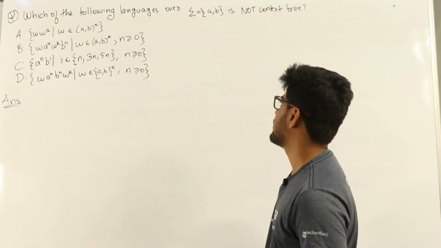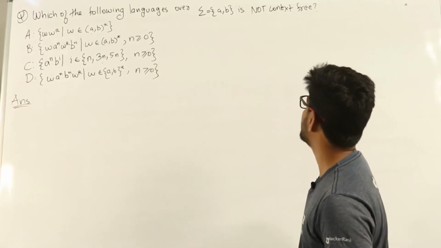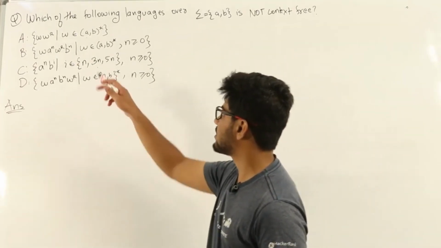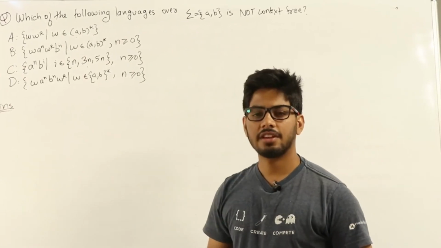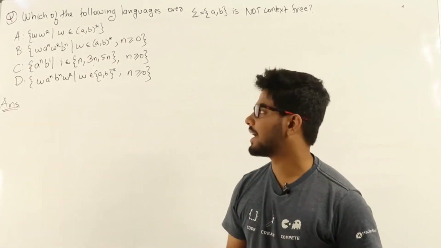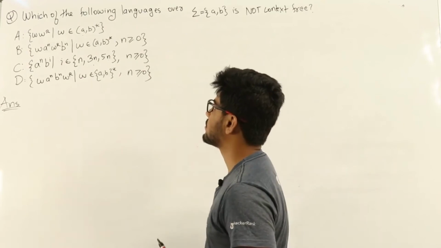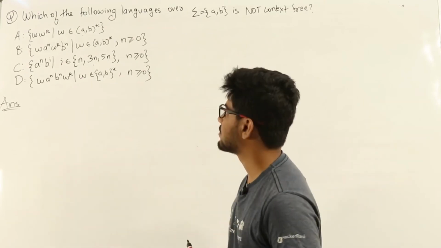Which of the following languages over sigma equal to {a, b} is not context free? Four options are given here. So this is a question from the theory of computation topic regarding context free languages. We'll go through each of the options one by one and see which among these is not context free.